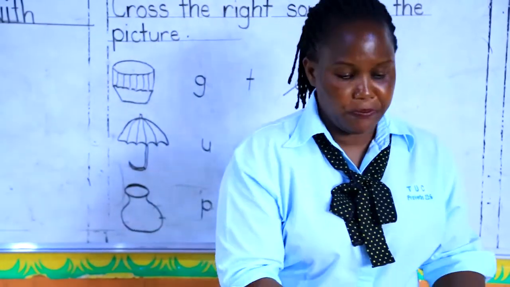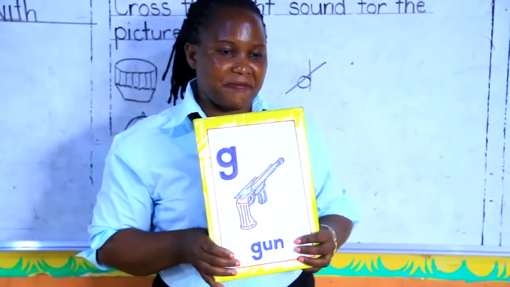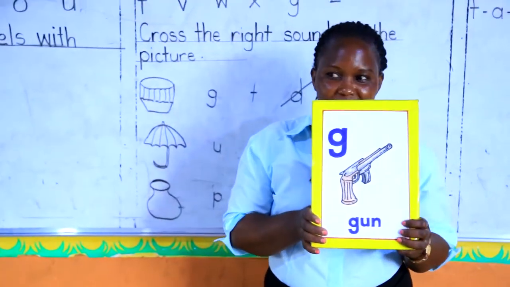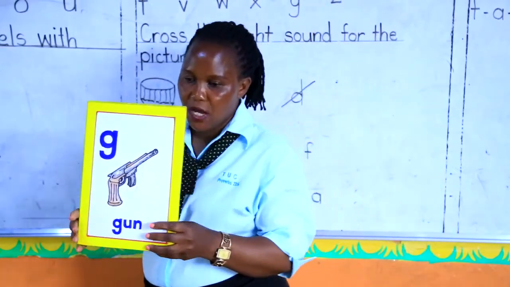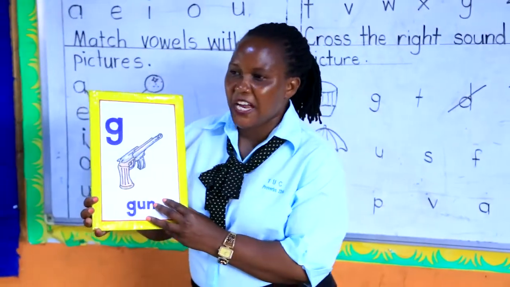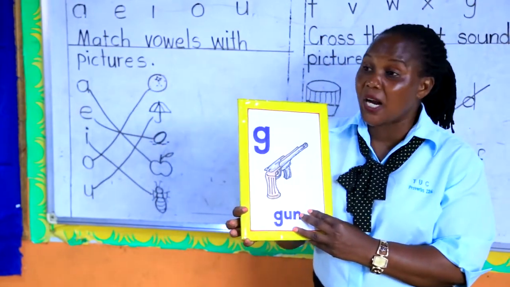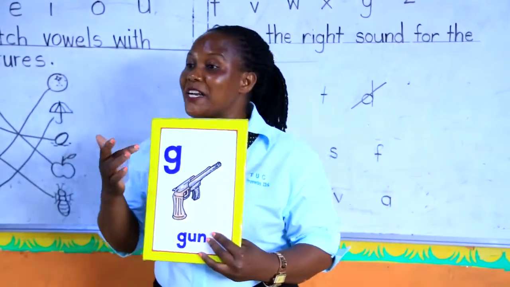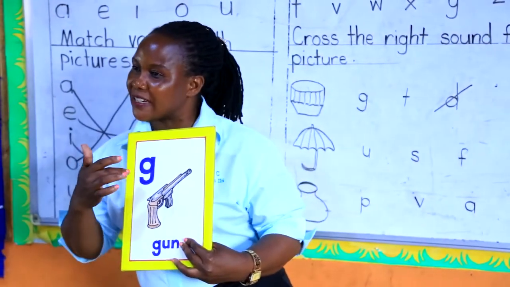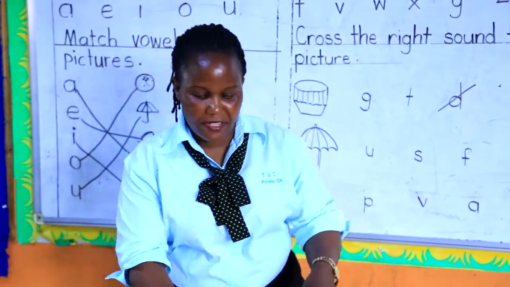Wow. Thank you. What sound is this, class? Tell me. Wonderful. Can you tell me a friend of the sound? Gun. Wonderful. The word gun starts with the sound G. Very good. This is G.